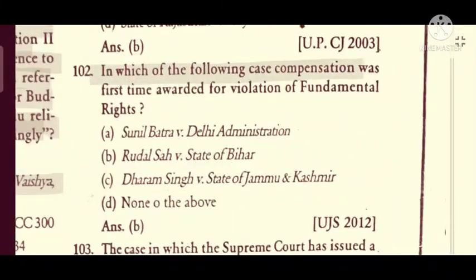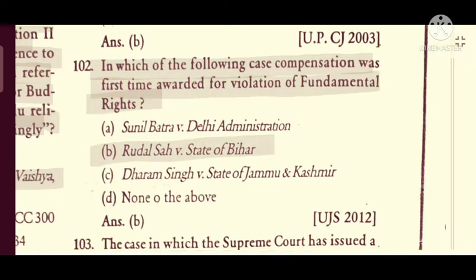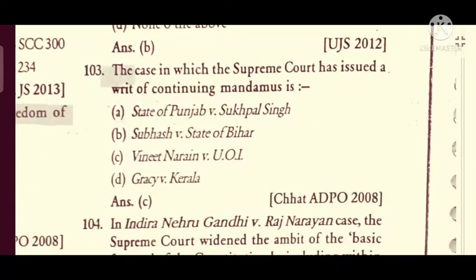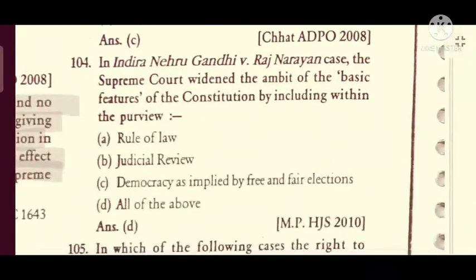In which one of the following cases was compensation first awarded for the violation of a fundamental right? Rudul Sah versus State of Bihar. The case in which the Supreme Court has issued a writ of continuing mandamus is Vineet Narain versus Union of India.